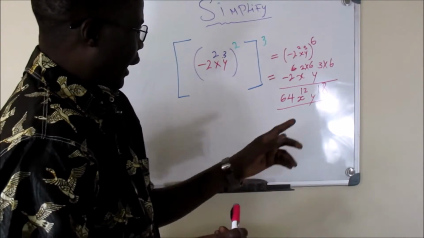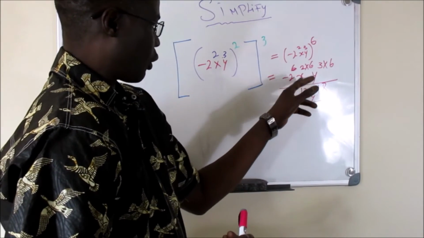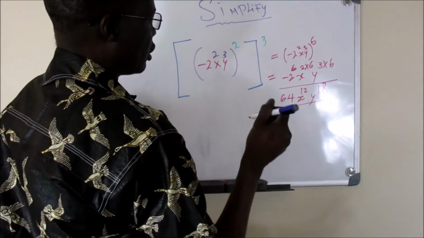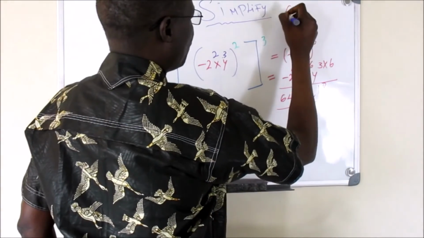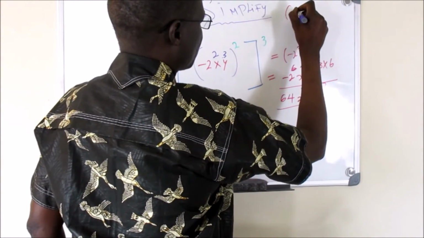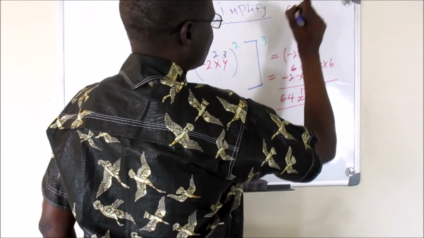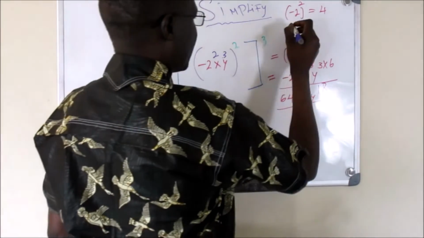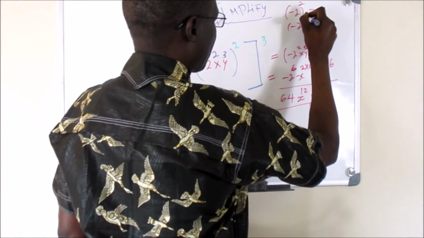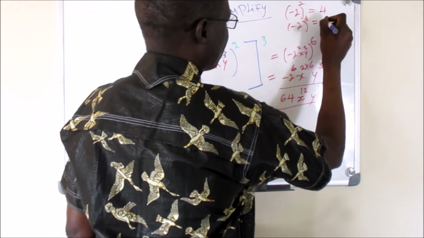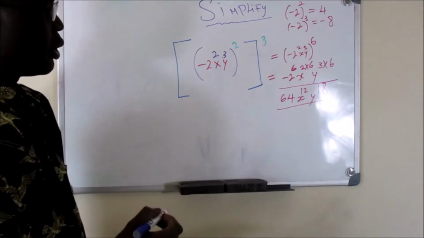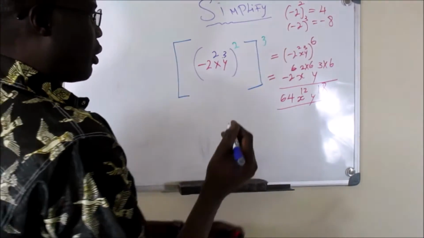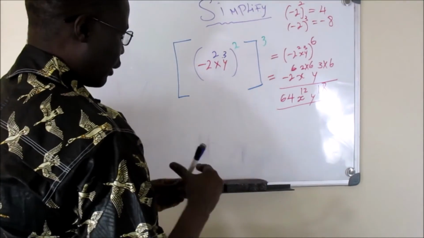So you're going to ask why we got 64. Let me say this. If you have 2 to the power 2, you're going to get 4. But if you have -2 and then power 3, you're going to get minus 8. And if this is 4, you're going to get 16. So that's how you get 64.